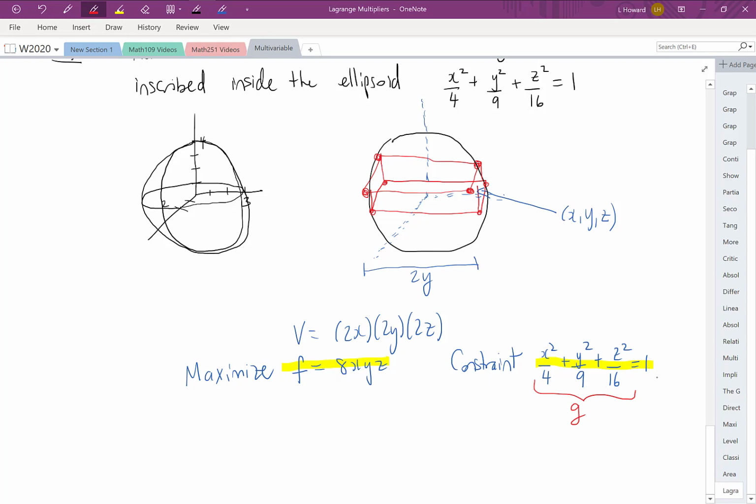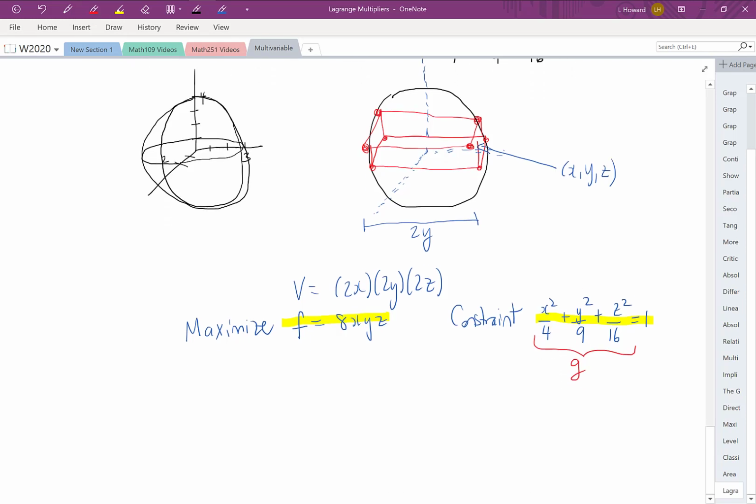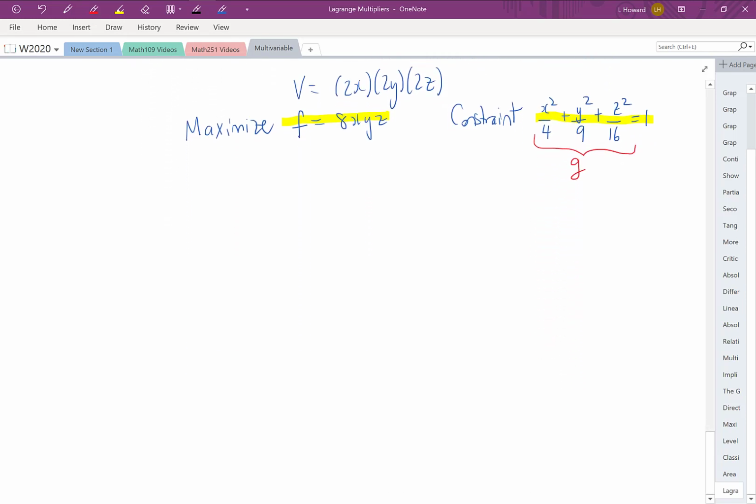If for some reason you had variables on the right side, then just move them over to the left before naming your g. So g is all this stuff on the left side there. Okay, and then we're good to go with our Lagrange multiplier procedure.